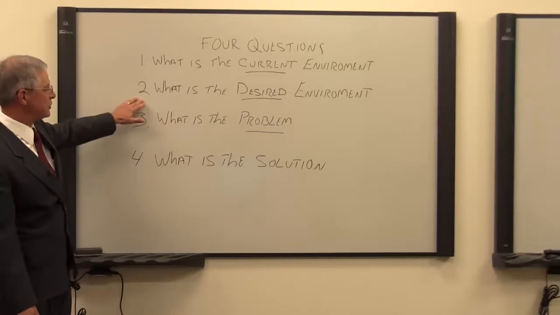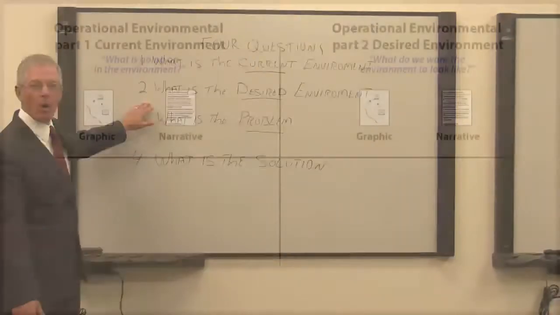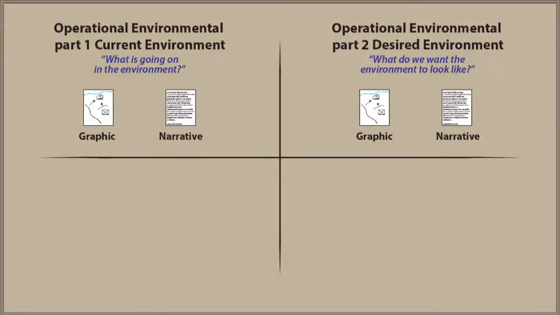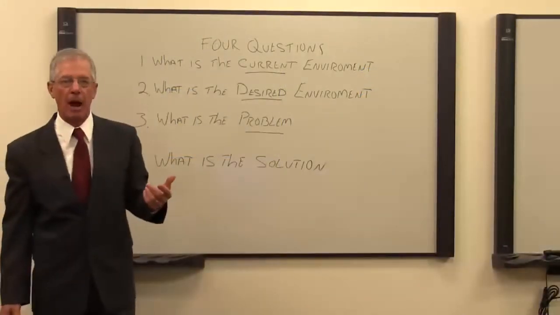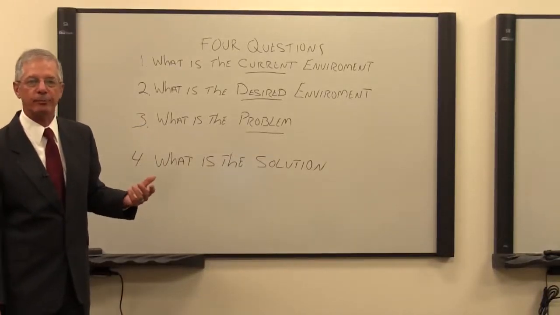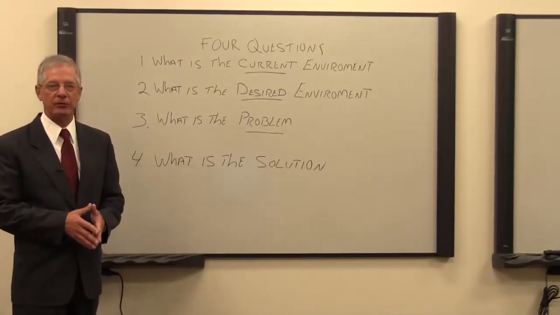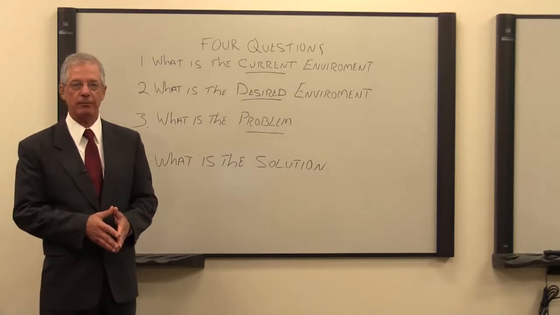The second question, what do we want the environment to look like? It's a description of the environment of how we want it to be. This description generally comes from higher authorities and is expressed in missions, intents, and policy objectives.